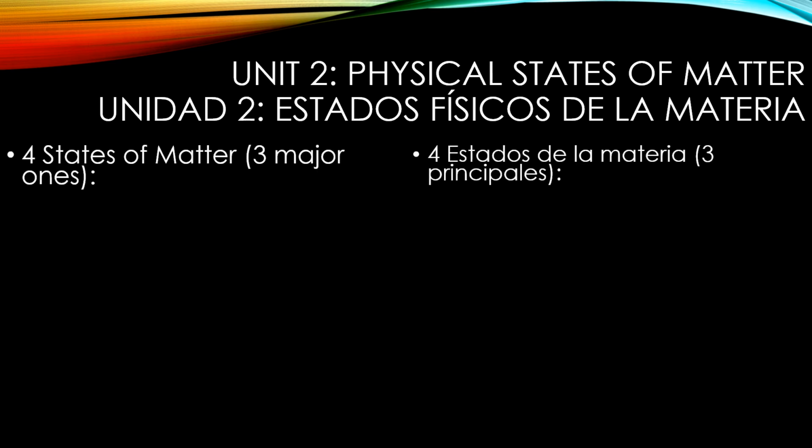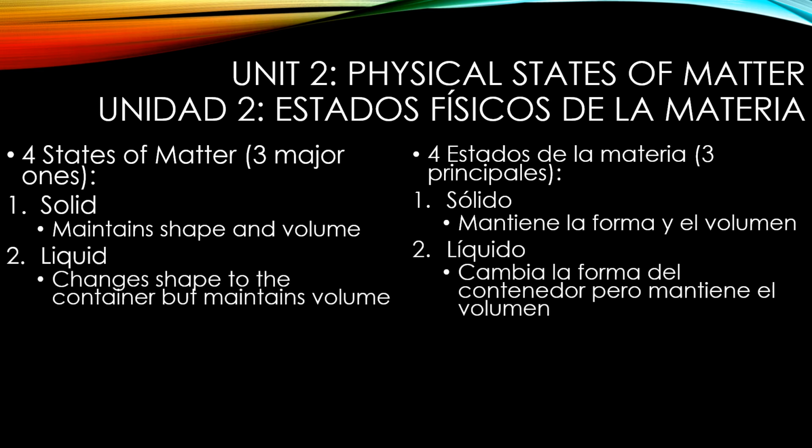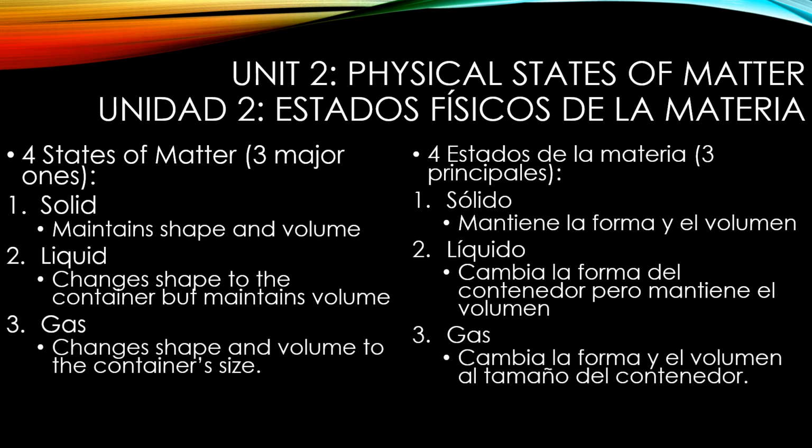There are 4 states of matter. There are 3 major ones, and the 4th one, the last one in this discussion, is not considered a major one because we don't see it very often. The first one is a solid. A solid maintains its shape and volume. A liquid changes shape to the container but maintains volume. And a gas changes shape and volume to the container's size.